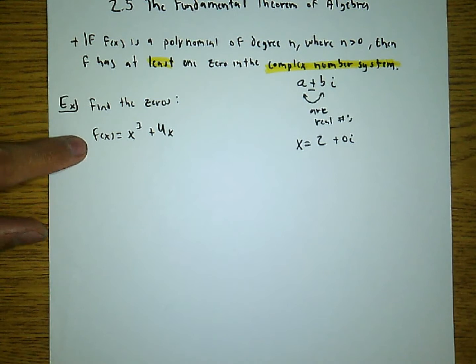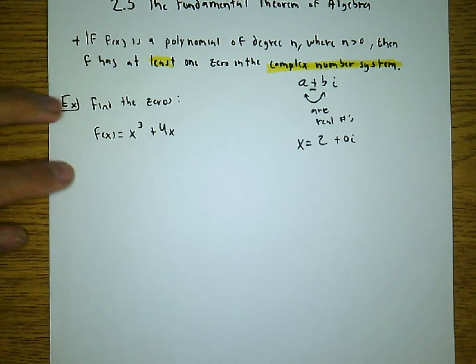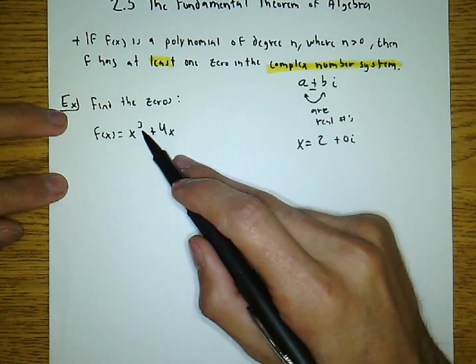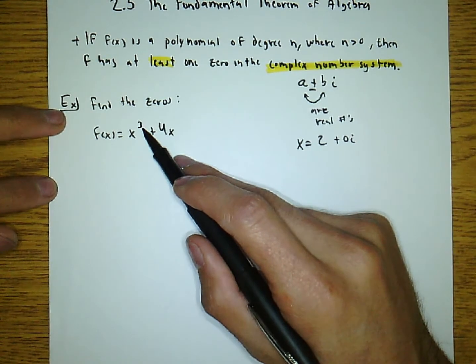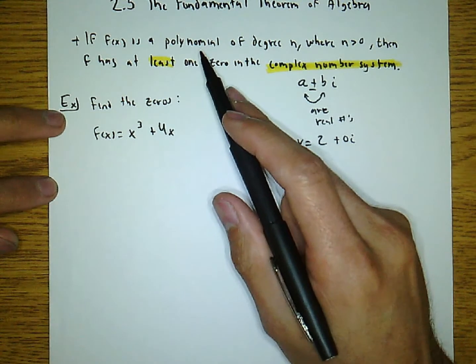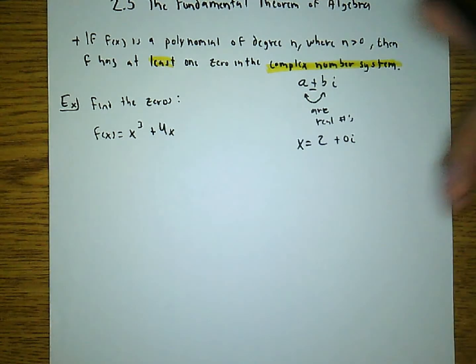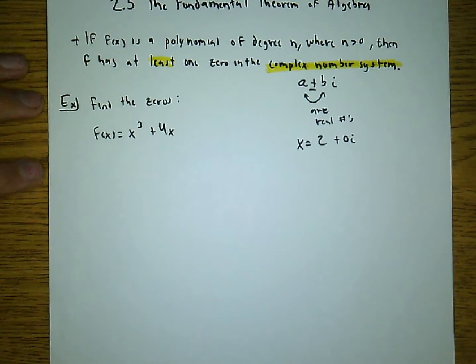So let's say that you are given x cubed plus 4x and you're asked to find the zeros. Well, the power of 3 here dictates that you should be expecting to have at most 3 zeros, and based on the fundamental theorem of algebra, you should at least have 1. So let's go ahead and find out how many we have. We could have maybe 1, we could have maybe 2, we could have maybe 3.